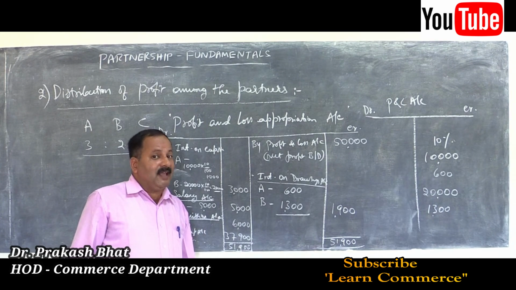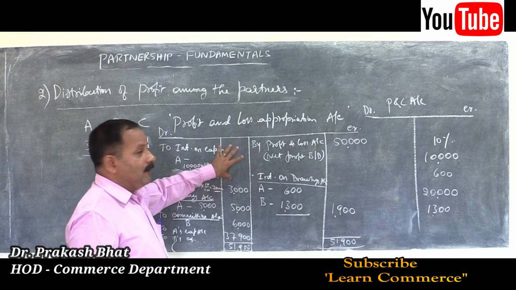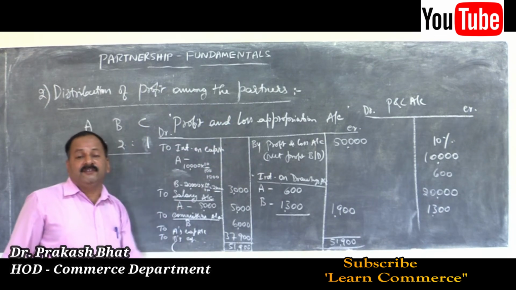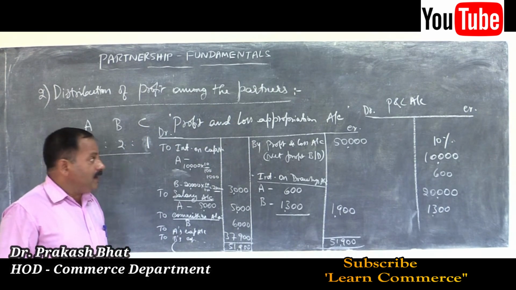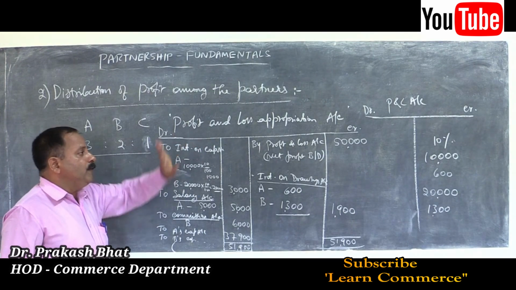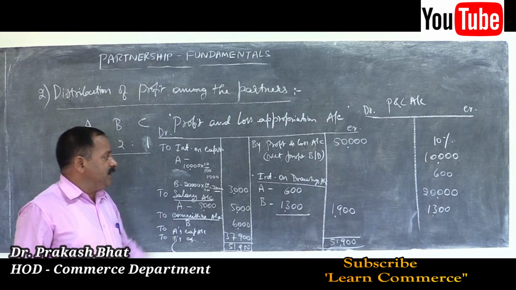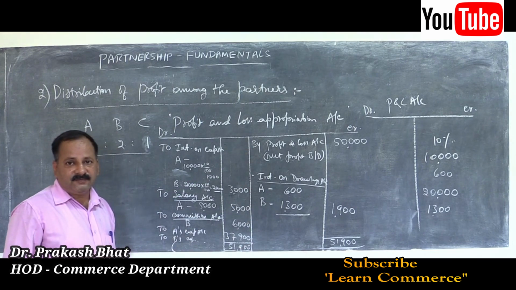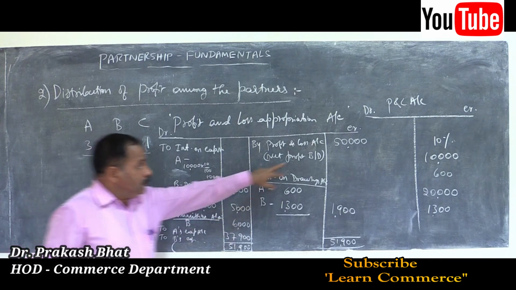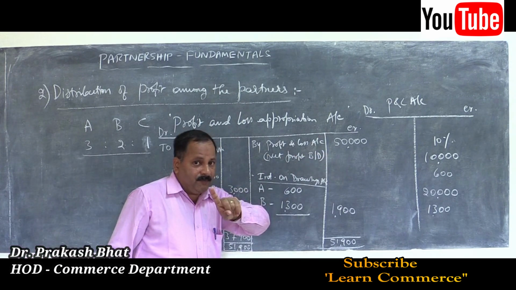So this will help you, because this is one of the practical oriented questions you need to remember. Prepare a profit and loss appropriation account of a firm with imaginary figures. In that case, prepare this. They will ask you to prepare with imaginary figures, so don't write excess, you will get zero.